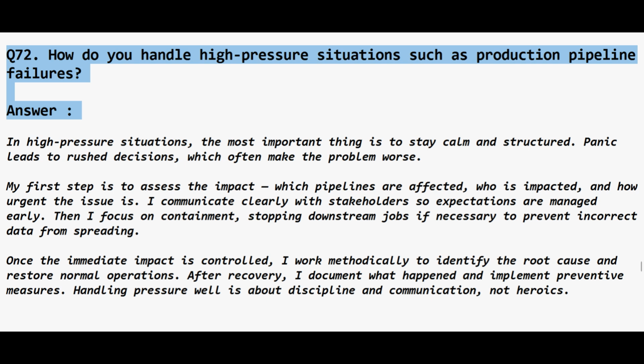Then I focus on containment, stopping downstream jobs if necessary to prevent incorrect data from spreading. Once the immediate impact is controlled, I work methodically to identify the root cause and restore normal operations. After recovery, I document what happened and implement preventive measures. Handling pressure well is about discipline and communication, not heroics.